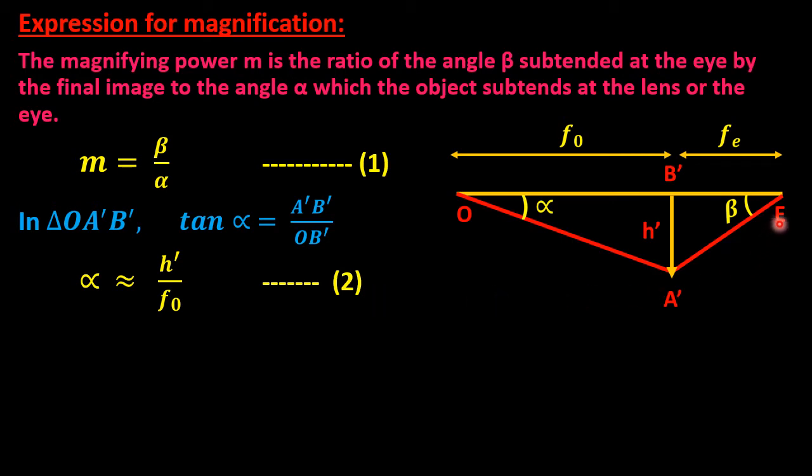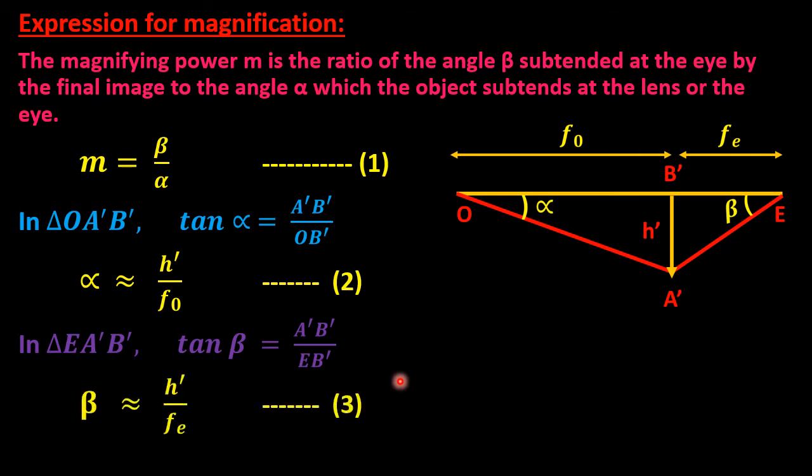Now again in the triangle given by the name EA'B', beta is the angle here, perpendicular is the same A'B' and base is EB'. So that we can write tan beta equals A'B' by EB'. And after replacing the value of A'B' which is S' and EB' replaced by FE, and under small angle approximation beta is nearly equal to S' by FE. So which is our equation number 3.